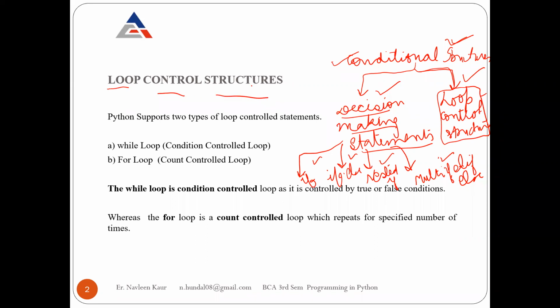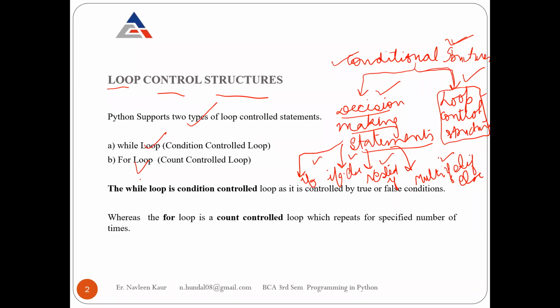If you remember, in C or C++ there were loops. You have studied 3 types of loops: for loop, while, and do while also. But Python supports 2 types of loop control structures. The very first one is the while loop, and the second one is the for loop. So while and for are the only 2 types of loops you can use in Python. There is no do while loop in Python.